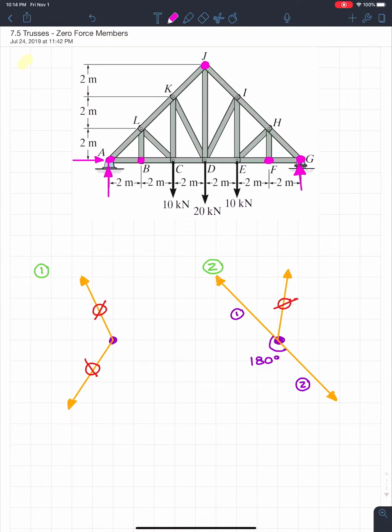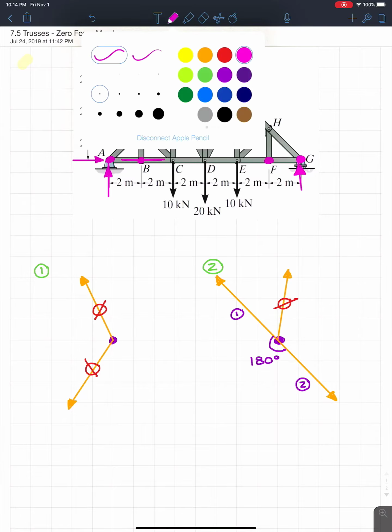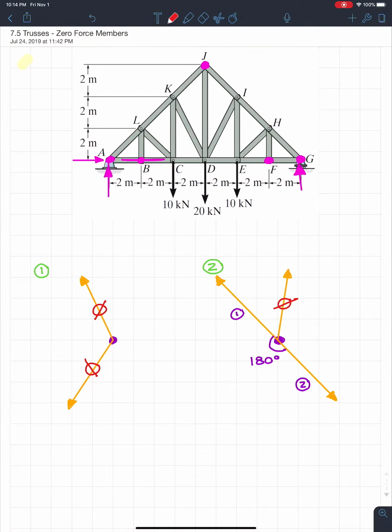But if I look at joint B and look at this member here, well that's actually parallel with this member. So if that's true, then I got no external load at B, check. 2 of the members are collinear, check. Therefore, the third member must be zero force. So that means that this member right here must be zero force.